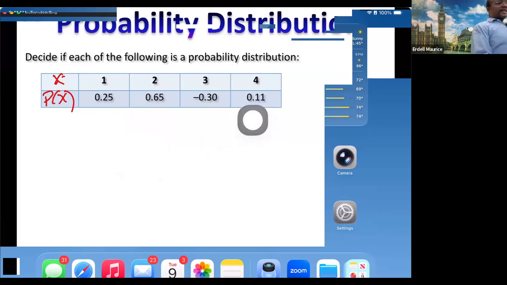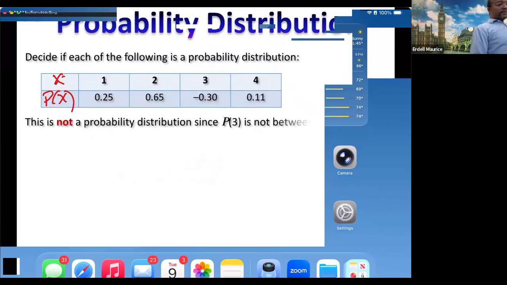The question though is, is this accurate? Is this an actual probability distribution? And the answer is, this is a problem. A probability cannot be negative, yes? All probabilities must be between 0 and 1. 0% means it will never happen. 100% means it's guaranteed to happen, yes? And so because of this, this is not a probability distribution.